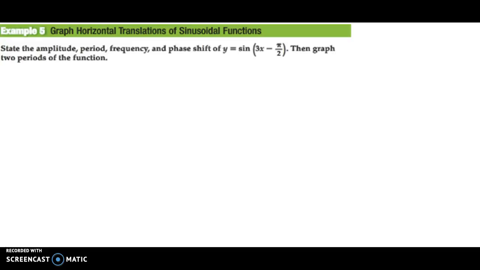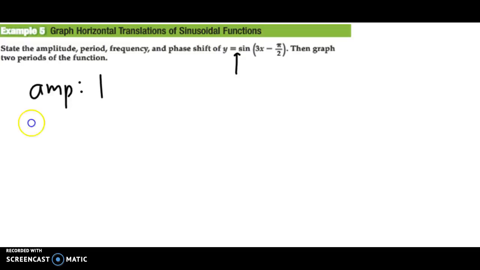It says state the amplitude, period, frequency, and phase shift of this equation right here: y equals sine of 3x minus pi over 2. Then graph two periods of the function. Okay, so if we're looking at our equation, our amplitude is a, the number in front of our sine or cosine function. So in this one, there's nothing in front of sine, so our amplitude is going to be 1. If there's nothing in front of it, it's just a 1.